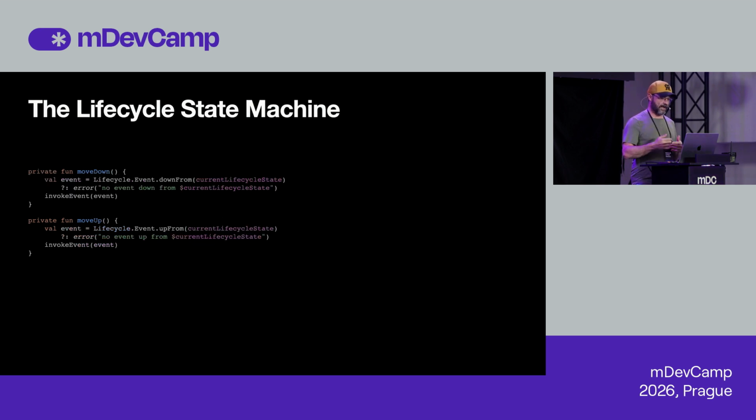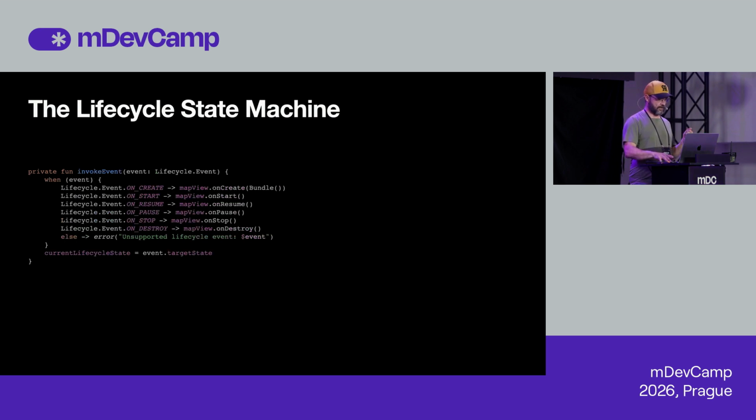And well, move down or move up are basic functions from the lifecycle.event. You can call the downFrom, you can call the upFrom. You have some error handling, just in case the state that you're proposing is not right, and you invoke the event. Invoking the event is where the mapping happens.